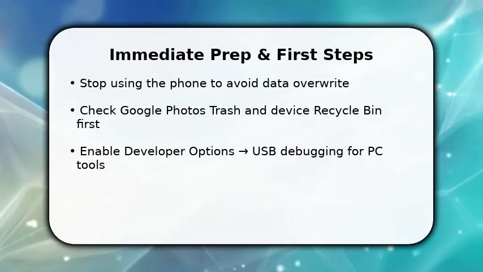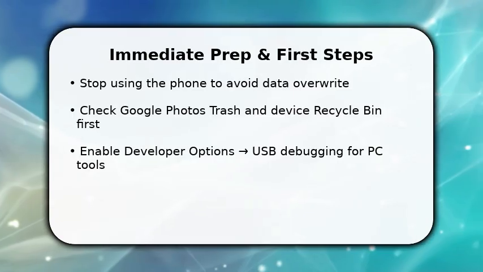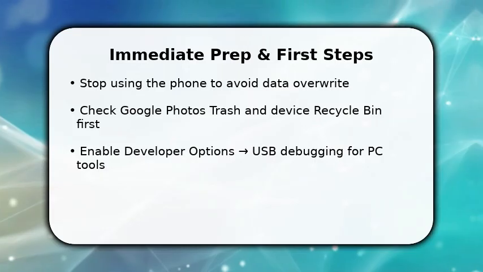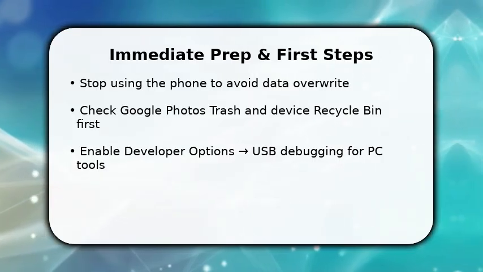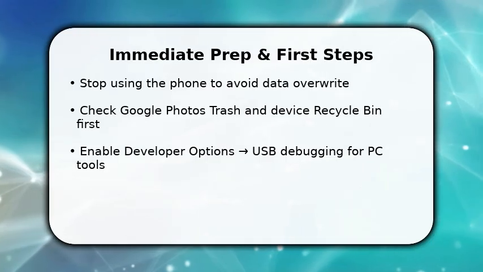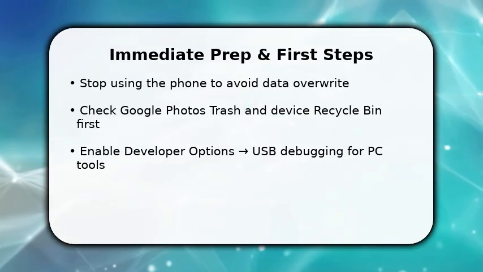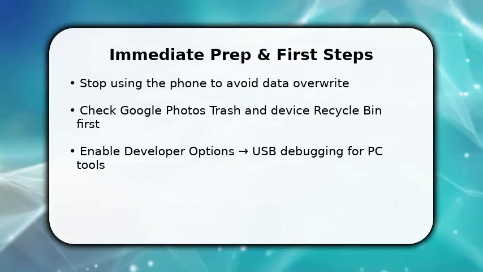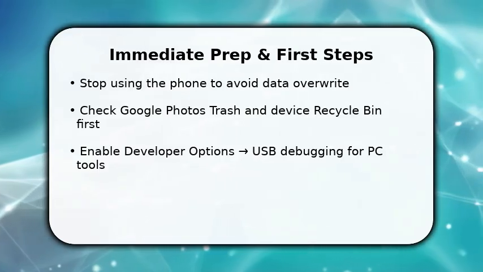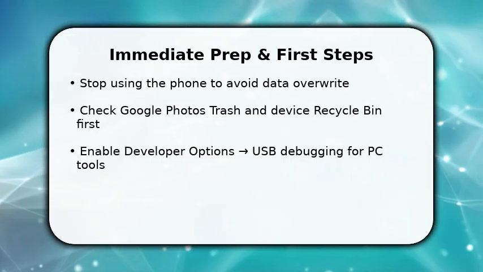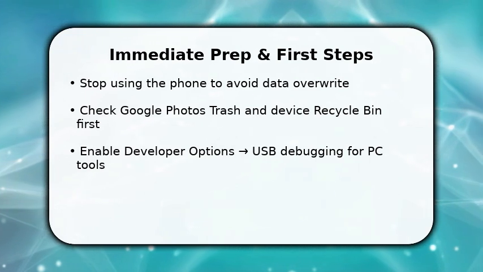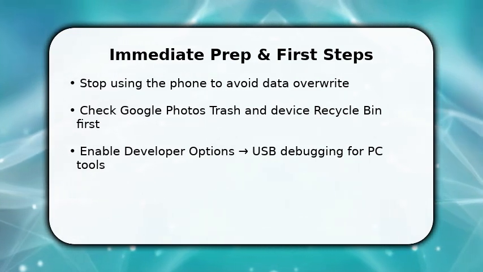You must act now. Stop using the phone so deleted files aren't overwritten. First, open Google Photos and check trash, and look in your device's gallery recycle bin. Restore if present. If not found, enable developer options and turn on USB debugging so a recovery tool on your PC can access internal storage. Make sure battery is charged and use original USB cable. These simple actions let you move immediately into safe recovery without risking further data loss.